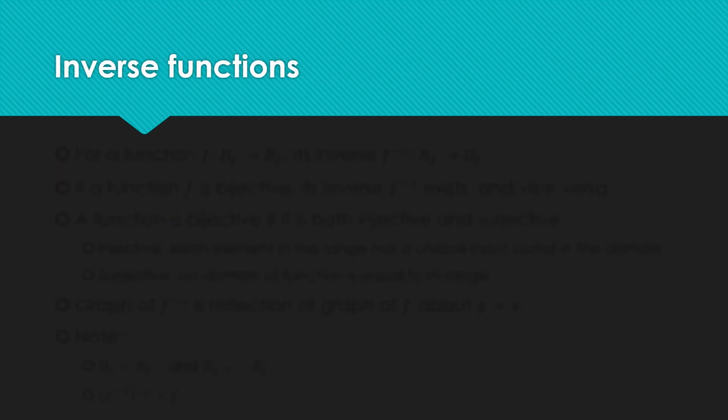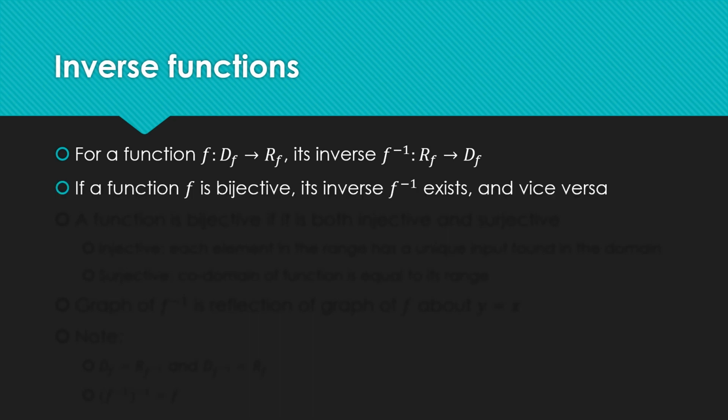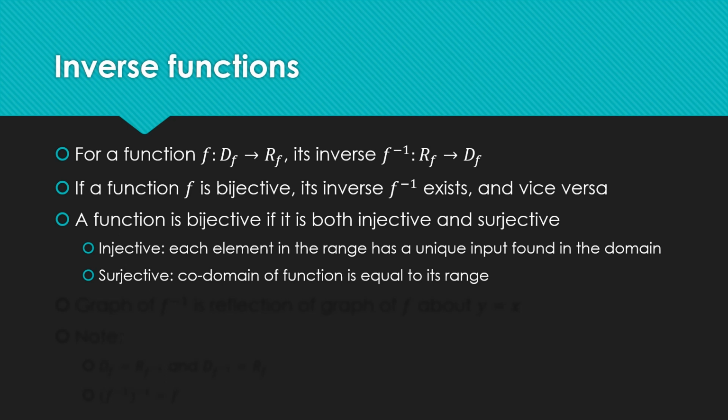I would like to talk about inverse functions, which are a type of function which takes in the set of all possible outputs, the range, from the original function and maps it to the corresponding input in the original domain. However, not every function has an inverse. Only bijective functions have inverses and vice versa.